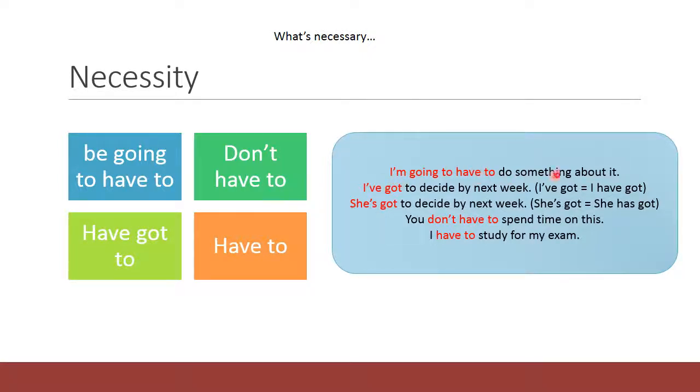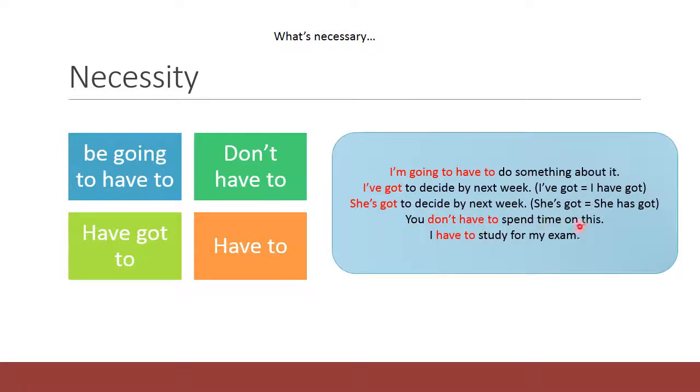I'm going to have to do something about it. I'm using the first one: I'm going to have to do. I've got to decide by next week. I've got is the short form of I have got. And if we're talking about the third person, she's got to decide by next week. It means she has got to decide by next week.